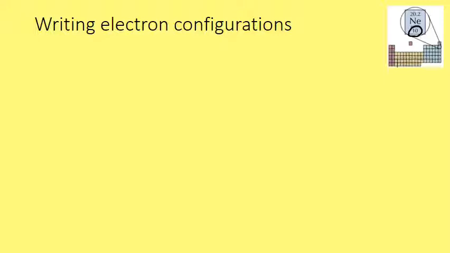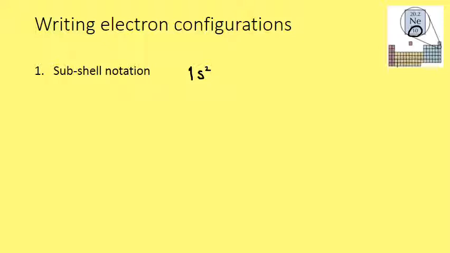So the first way that we can write electron configurations is called subshell notation, and this is what it is. I'll draw it out for neon for you. So you just go through from the nucleus outwards. So in the first shell you've got an s orbital, and in that s orbital you've got 2 electrons. So that's 2 of the 10 accounted for.